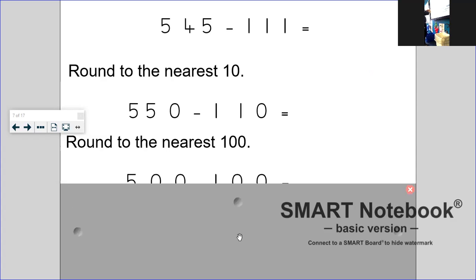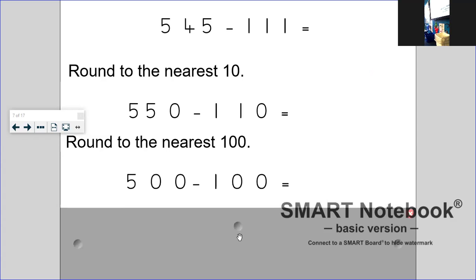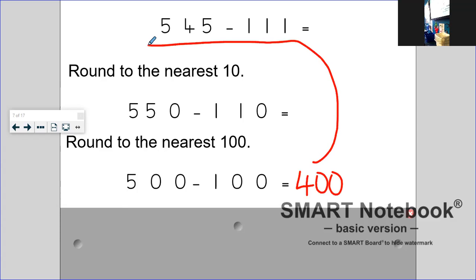So we're going to round to the nearest 100. We've got 545 has gone down to 500 and then 111 has gone down to 100. And I can easily solve this. 500 take away 100 is 400. So I know that this answer to here is roughly 400. It's my estimate. I'm estimating my answer is around 400. Okay, it gives me a good educated guess.